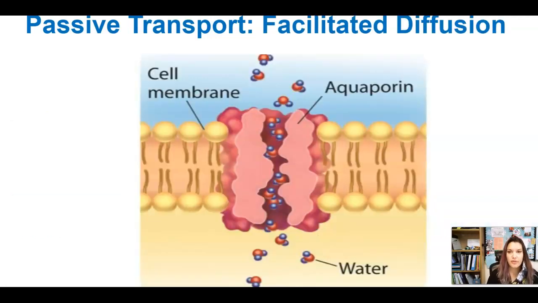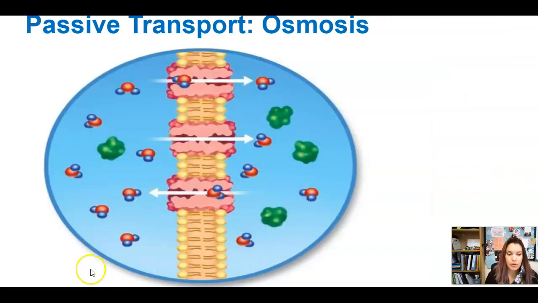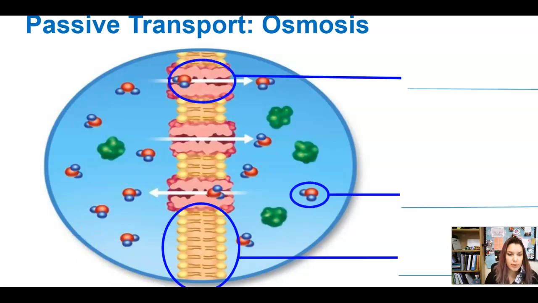All right, so passive transport is also facilitated diffusion. And we've got something called the aquaporin here. Oops. Let's go back. Well, it won't let me. All right, well, passive transport would be considered osmosis as well.